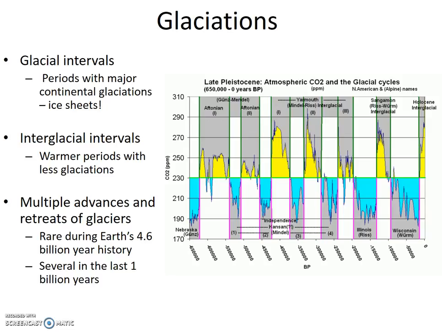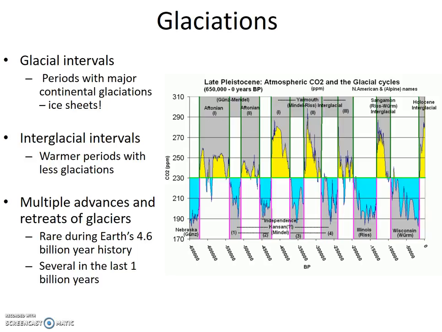Before we leave this slide, look at the image. Along the x-axis, the bottom axis, we have years before present, going back 650,000 years. Along the y-axis, or vertical axis, we have carbon dioxide in parts per million. On the graph, we have a zigzaggy line that goes above and below the 230 parts per million carbon dioxide line. Where the line is above the 230 line, it is marked in yellow. And where it is below the 230 line, it is marked in blue.